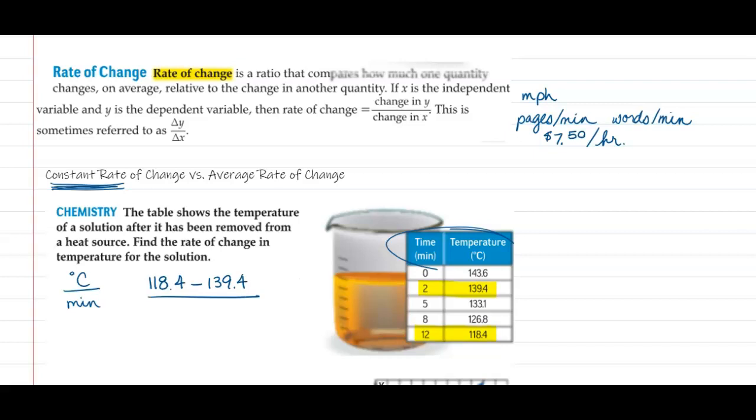How did the time change? Well, we were at 12 minutes here, but here we're at 2 minutes. We're just going to subtract them. When I use my calculator, I get negative 21 over 10, which simplifies to negative 2.1 degrees Celsius per minute. So that would be the rate of change for my solution.